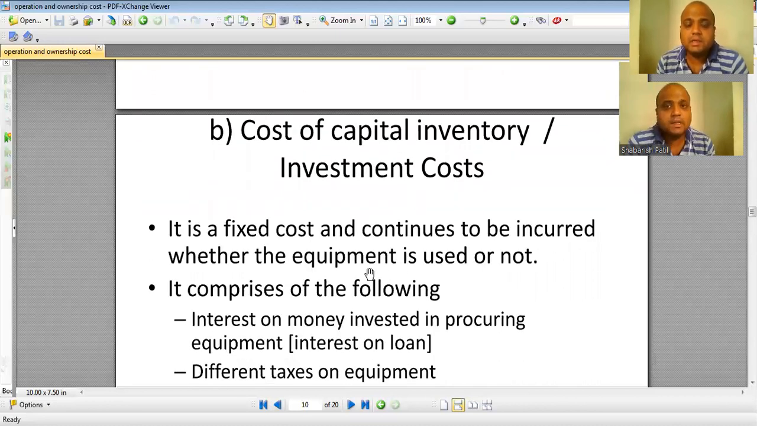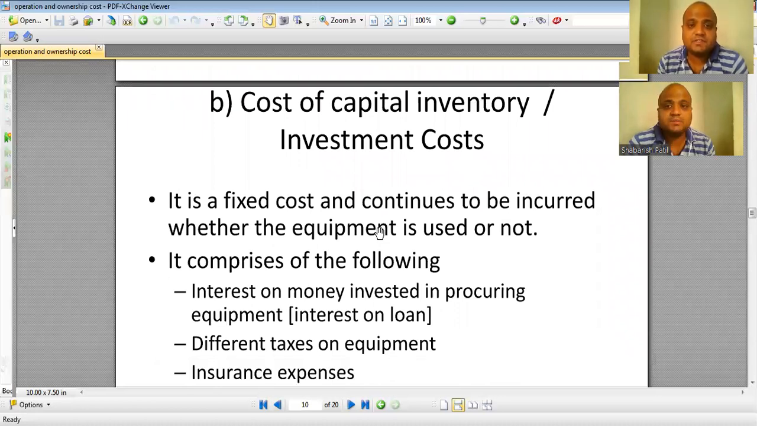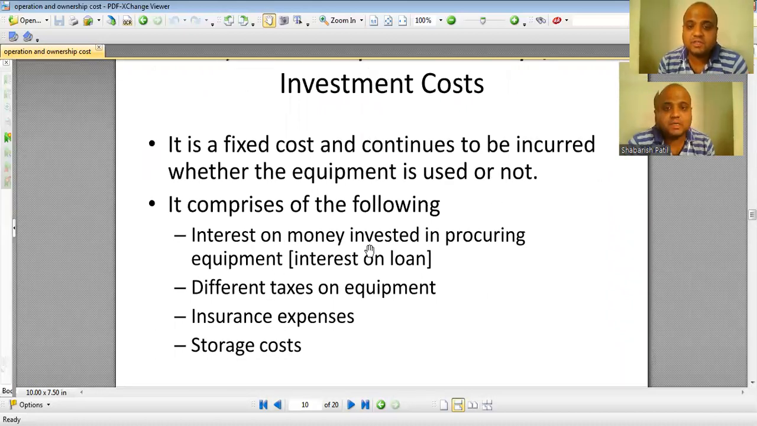The second one is cost of capital inventory, or investment costs. It's a fixed cost and continues to be incurred whether the equipment is used or not. It includes interest on the money spent on procuring this equipment. There's always an interest if we take a loan to purchase the equipment. So annually we have to pay the interest to the bank. That is an extra cost which the company or owner is going to incur.